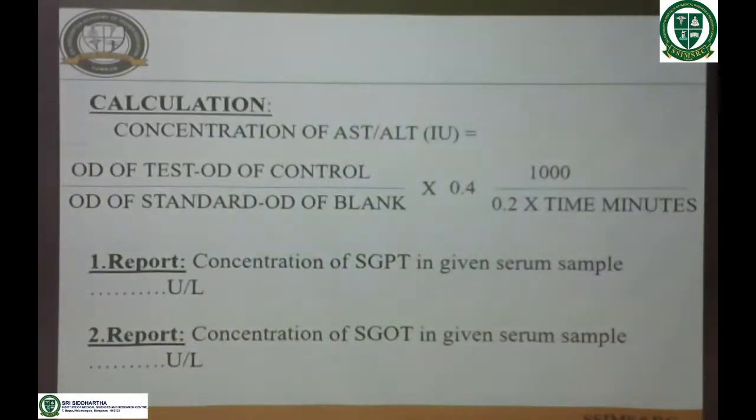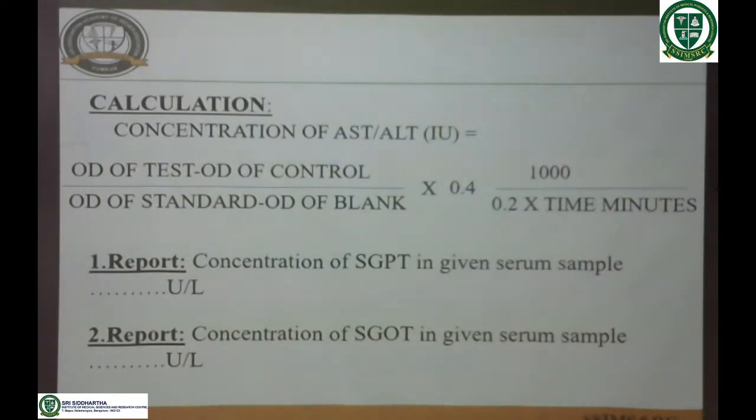the chemical method. The calculation part here is: the concentration of AST or ALT, in international units, equals the OD of test minus OD of control, divided by OD of standard minus OD of blank, multiplied by 0.4 and 1000, divided by 0.2 into time in minutes. So this is the formula for calculation of AST and ALT, and after that you have to write the report as concentration of SGPT in the given serum sample, then you write the unit.